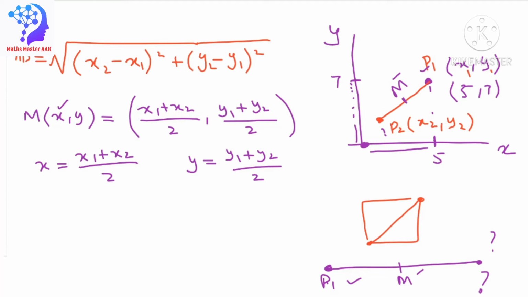With the help of this, when you rearrange, you can find the coordinates x2, y2. You can just simplify: shift the 2 over, it becomes 2x, shift x1 over, minus x1, and that gives you the x-coordinate of the second point. Similarly on the other side, 2y minus y1 is equal to y2. This will also be helpful when the midpoint and one point are given and you have to find the second point.